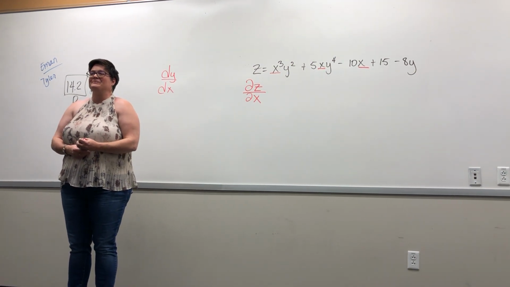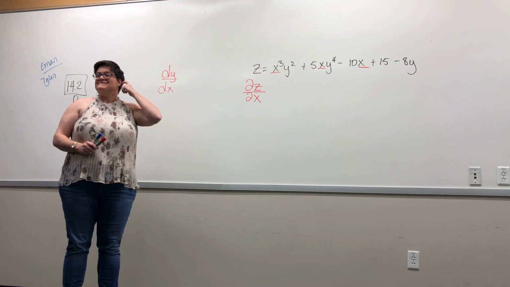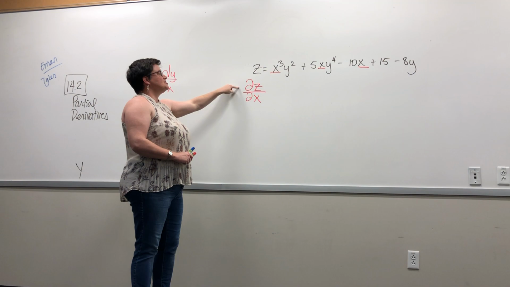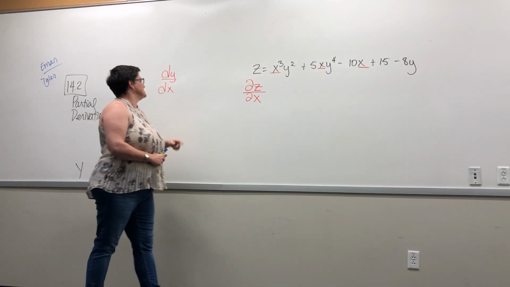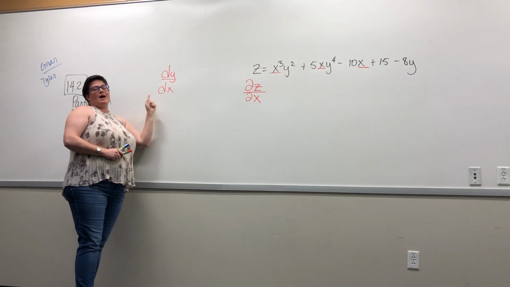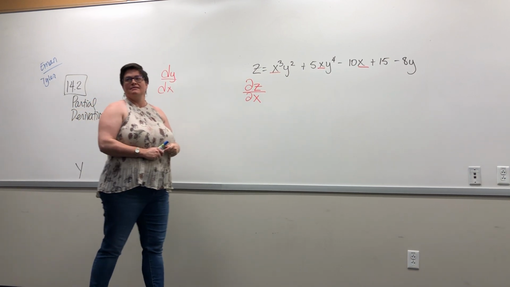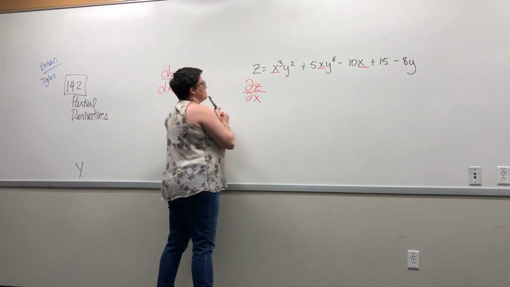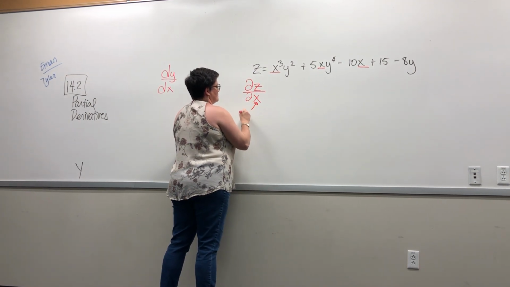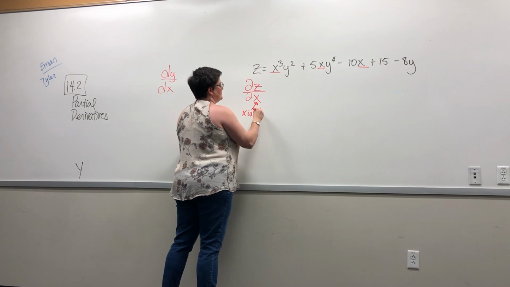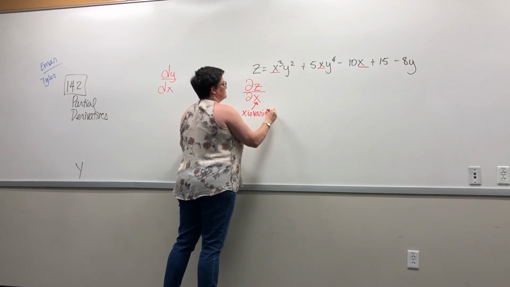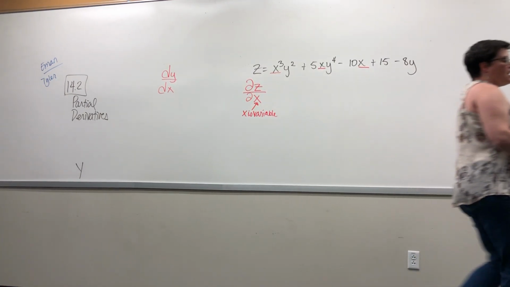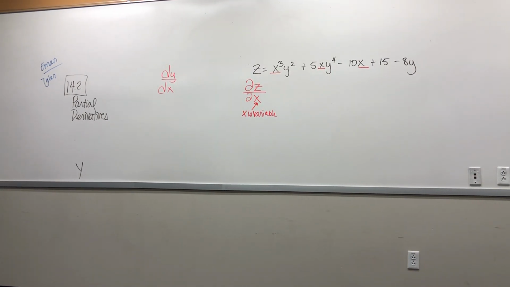Yes, Autumn? Will you say the dz over dx again? This is read as the partial of z with respect to x, as opposed to the derivative of y with respect to x. So all the x's are staying the same? No, x is my variable. So all the y's are staying the same. The y's are staying the same. So I've got all of my x's underlined.